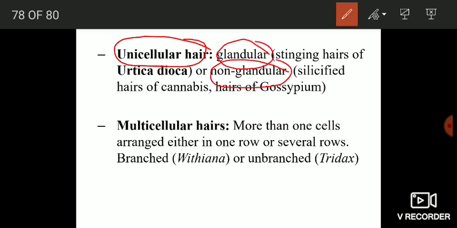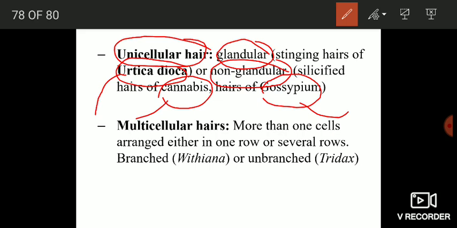Glandular hairs are present in Urtica dioica. The stinging hairs of Urtica dioica are glandular. And non-glandular hairs are present in Gossypium and Cannabis. Silicified hairs of Cannabis represent non-glandular hair, and the hairs of Gossypium on the leaf surfaces are another example of non-glandular hair.